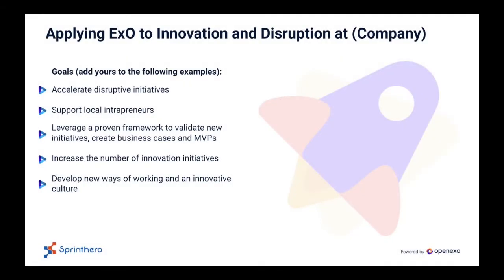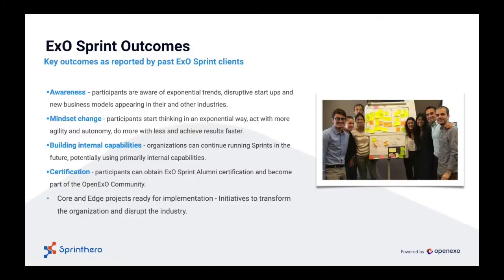Here are some common goals as example. The outcomes reported by other ExO Sprint clients include an increased awareness all across the involved participants and senior leaders of the exponential trends, disruptive startups and new business models that are all representing new opportunities if we study and experiment with them. The same can be threatening if our competitors do and we fail to learn fast enough.